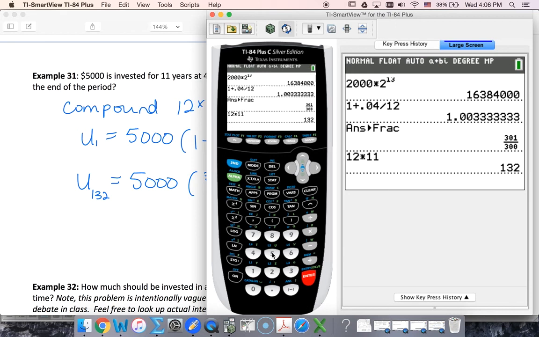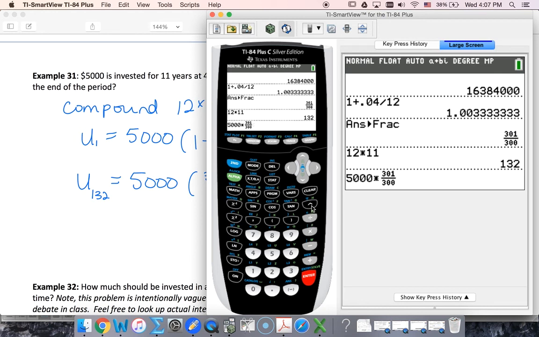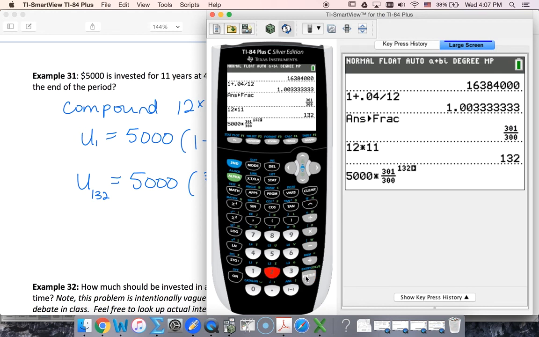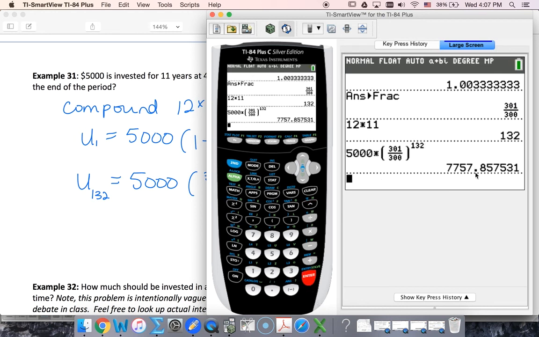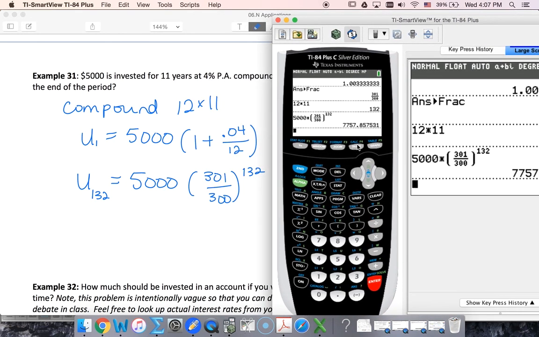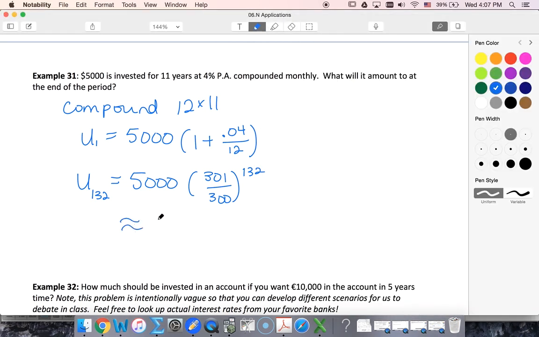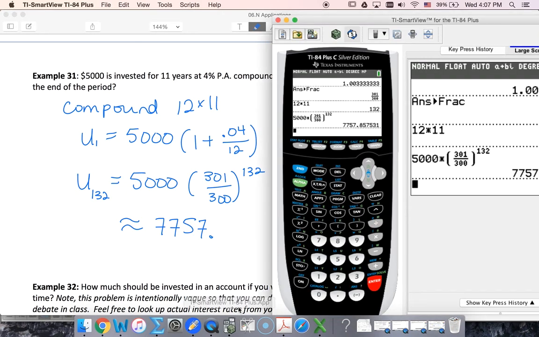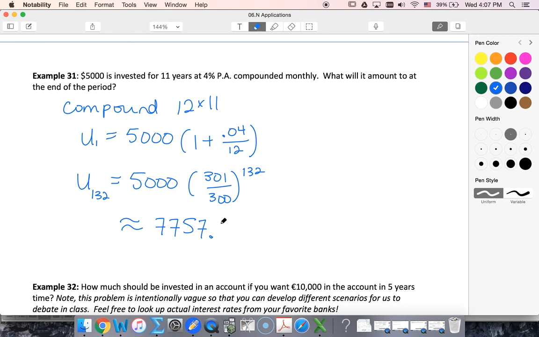Thank goodness. All right, so 5,000 times my fraction raised to the 132nd power. And we end up with just over $7,757. So we'll have approximately $7,757.86 euro cents.